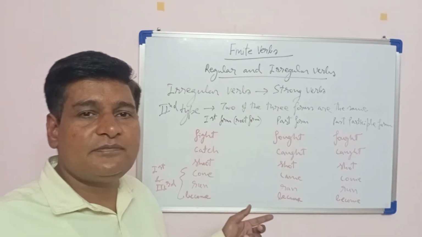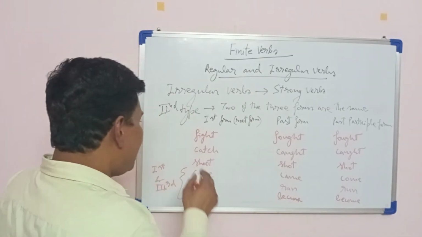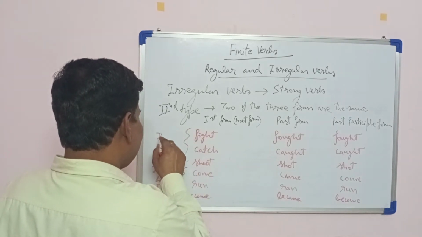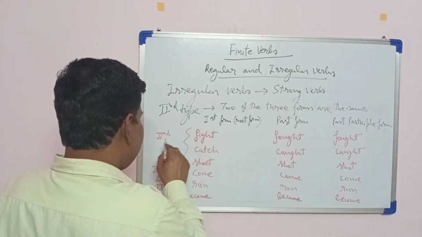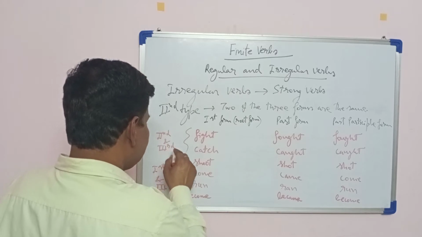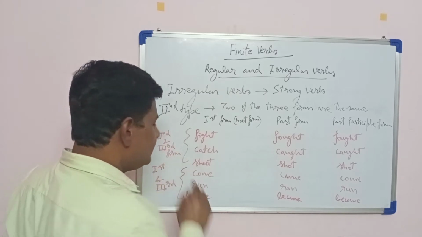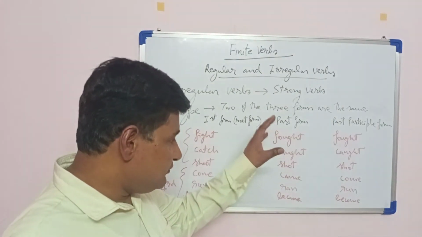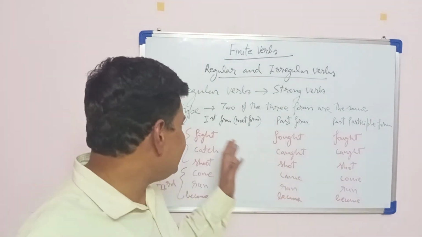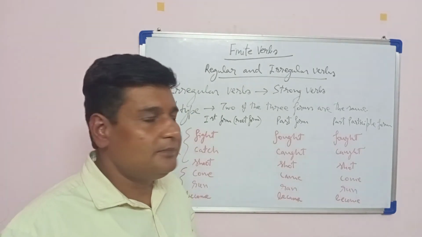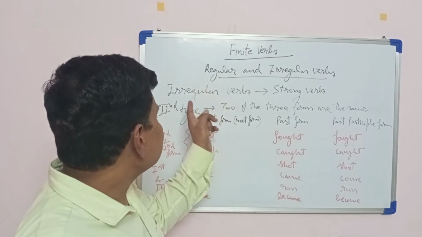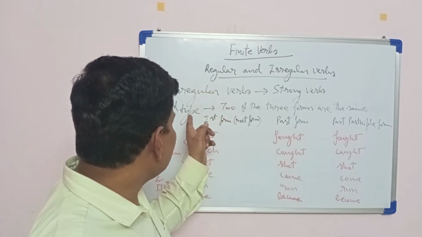First and third forms are the same. And in the first three, you can see that second and third forms are the same. So before we proceed further and understand the third type of irregular verbs, we should have a quick revision. So this is another category of irregular verbs.